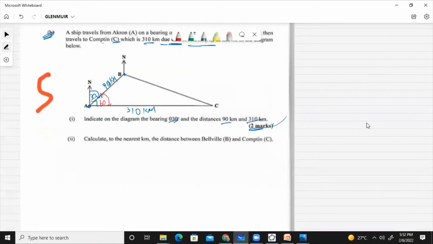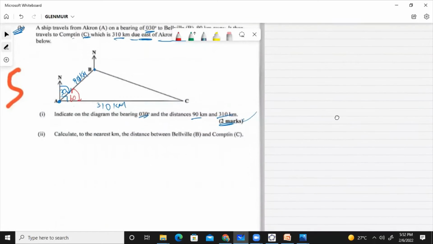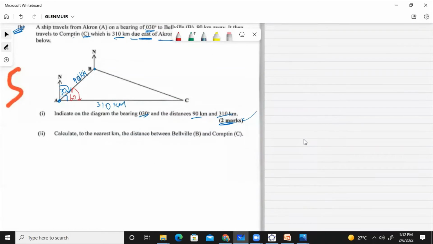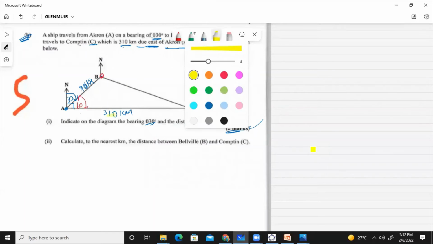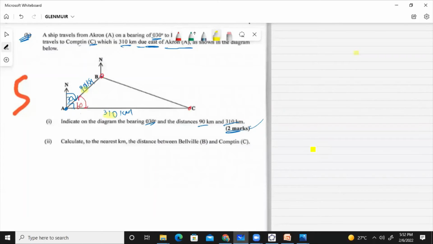So the other question says, calculate to the nearest kilometer the distance between Belleville, which is B, and Compton, which is C. They want us to calculate the distance between this. You're going to realize that when you're doing bearings, you're doing the same thing over and over. Watch. There is a 310, 90, and an angle of 60 between those. And they're asking you to find the side across from it. We have done so many of this. And this is how bearings questions are. Understand? It's going to be repeating over and over.